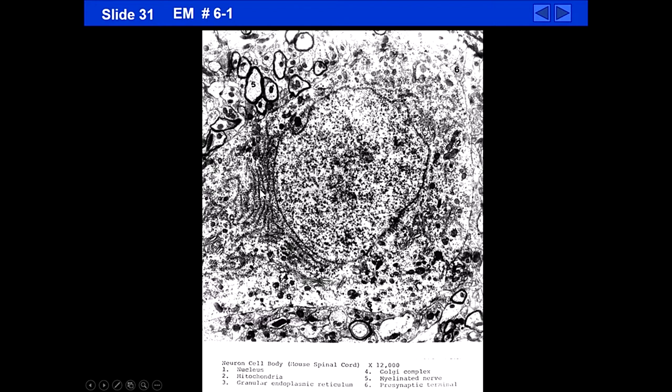Question, yeah? So number 3 is endoplasmic reticulum. So this looks like, I don't know if there's a 3 there. Is that, that looks like a 3 right there. Yeah. And that's rough endoplasmic reticulum. Other questions?